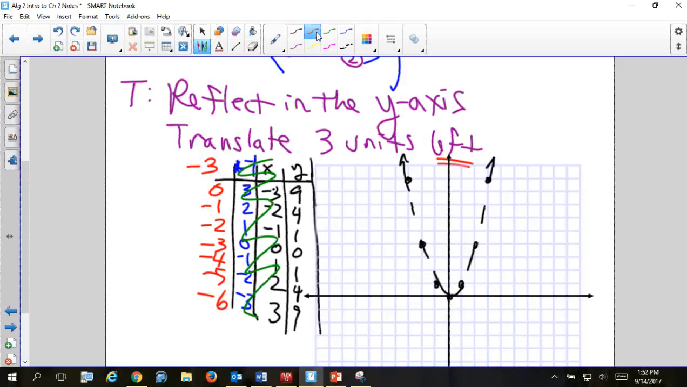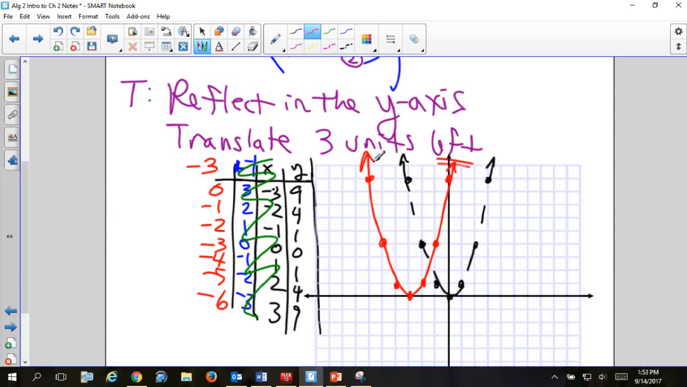So I'm going to graph 0, 9. -1, 4, -2, 1, -3, 0, and then the rest of them. If your table is correct, it should be a reflection in the y and then left 3 from the original function.